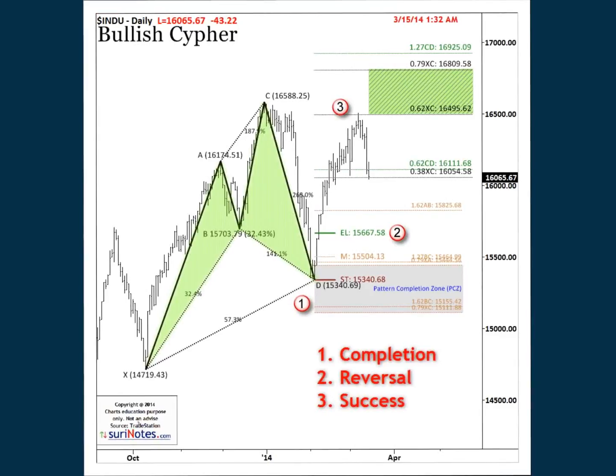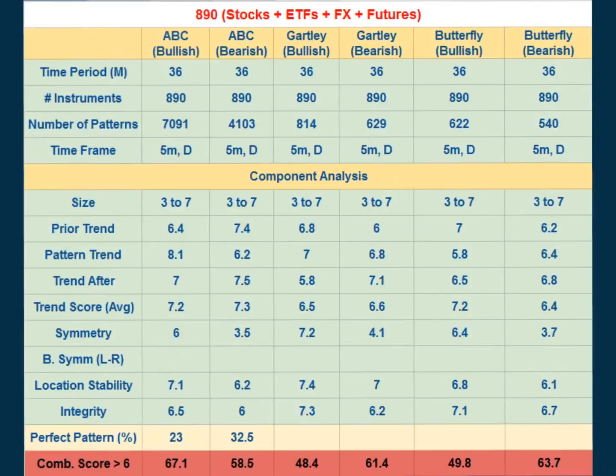So what I did was study about 890 stocks. These are stocks, ETFs, FX, and futures, and I studied them primarily in two different time frames: daily and 5-minute charts, so it covers both types of time frames. Each pattern takes a really long time to test, because I looked at 36 months of data, including the 5-minute chart data and the daily data, across 890 instruments.